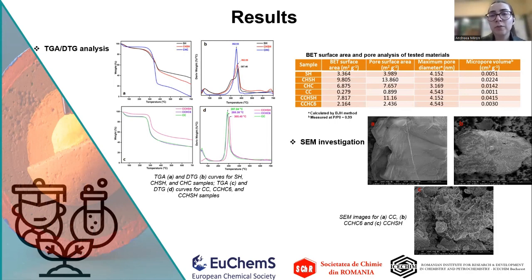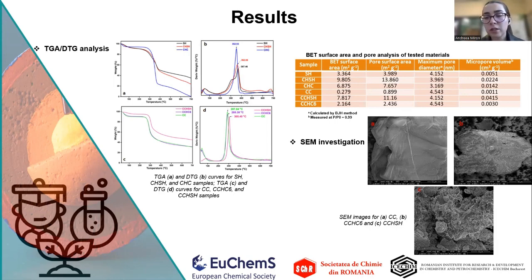In the case of porosimetry of the sample, we can see that the chitosan obtained from shrimp shell has the higher BET surface area, and the pore surface area is higher compared with other types of chitosan. Compared with, for example, the commercial chitosan, which has a pore surface area of 0.89, the chitosan obtained from shrimp shell has a value of 11.16.